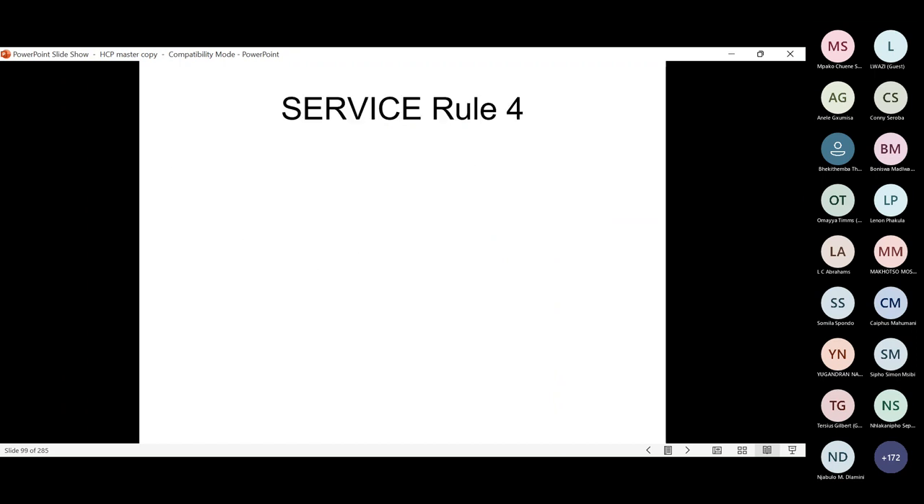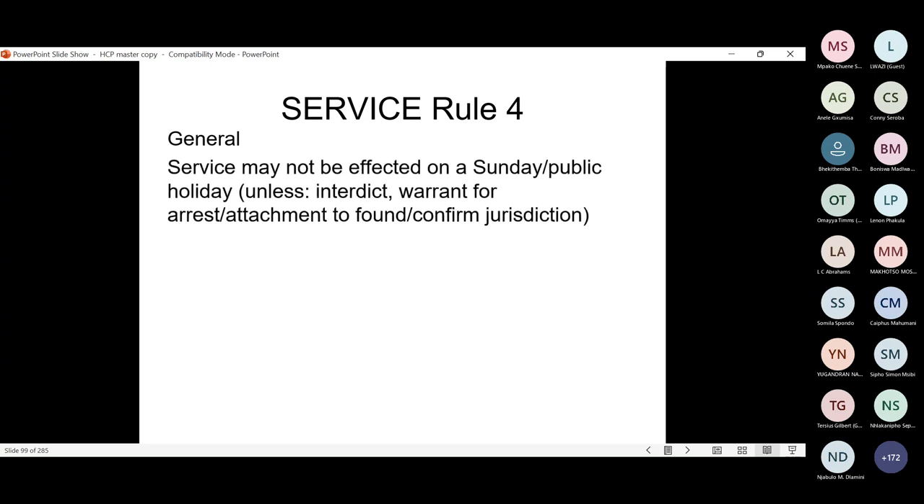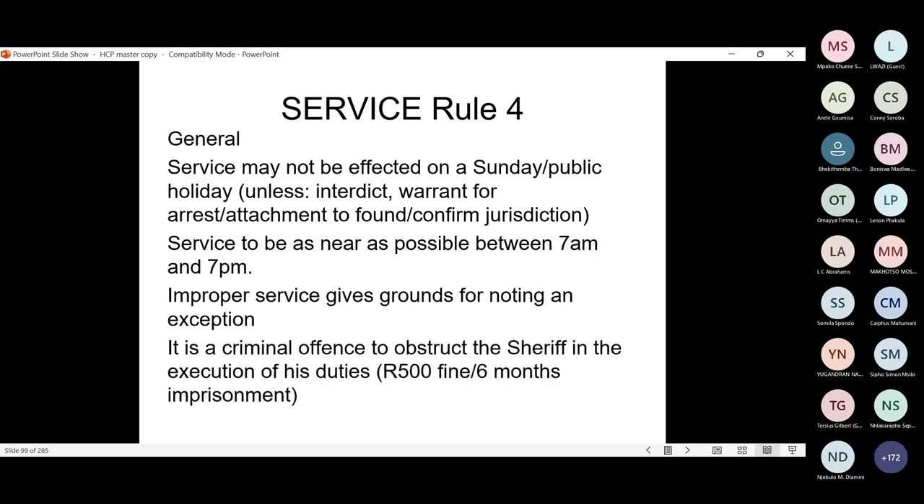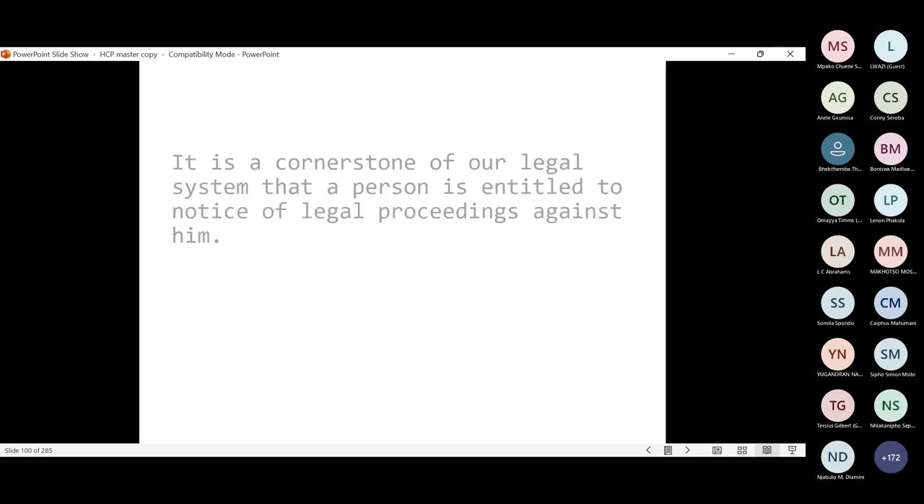Right. Now the sheriff, we've done the sheriff as part of the officials of the court. So I'm just going to tell you more about him. Service may not be effected on a Sunday or a public holiday unless it's an interdict or a warrant for arrest or attachment to found or confirm jurisdiction. Service by the sheriff must be as near as possible between 7 a.m. in the morning and 7 p.m. at night. Improper service gives grounds for noting an exception. And then they say it's a criminal offense to obstruct the sheriff in the execution of his duties. You can get fined 500 rand or 6 months in prison.